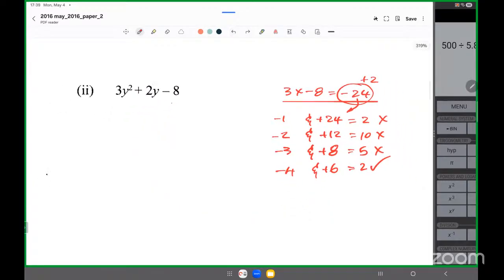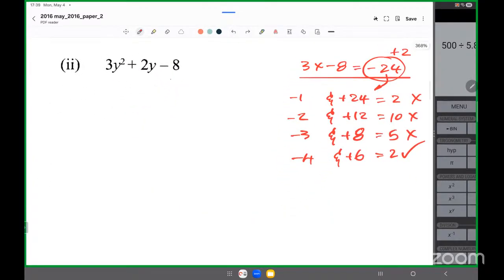So come now, I want to split this now. So this expression here, split the middle term, we're going to get a 3y squared comes back. And this 2y becomes 6y minus 4y.